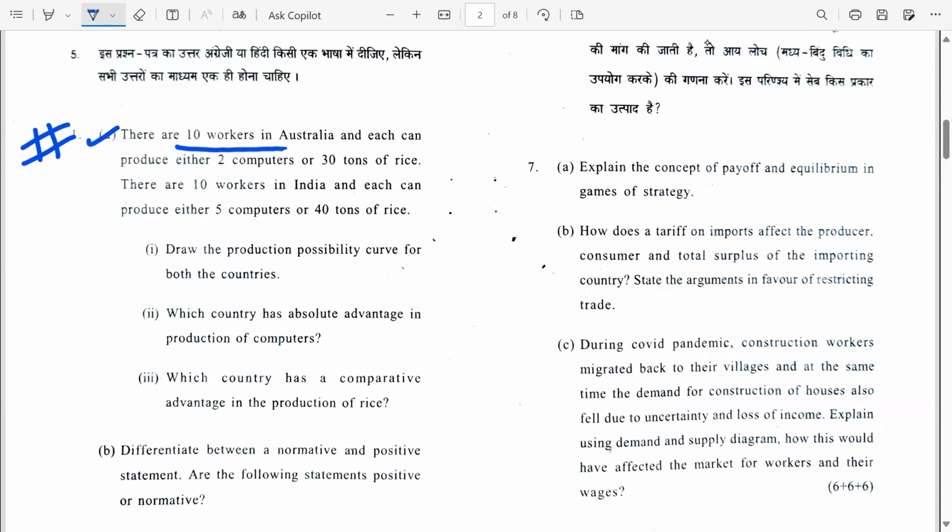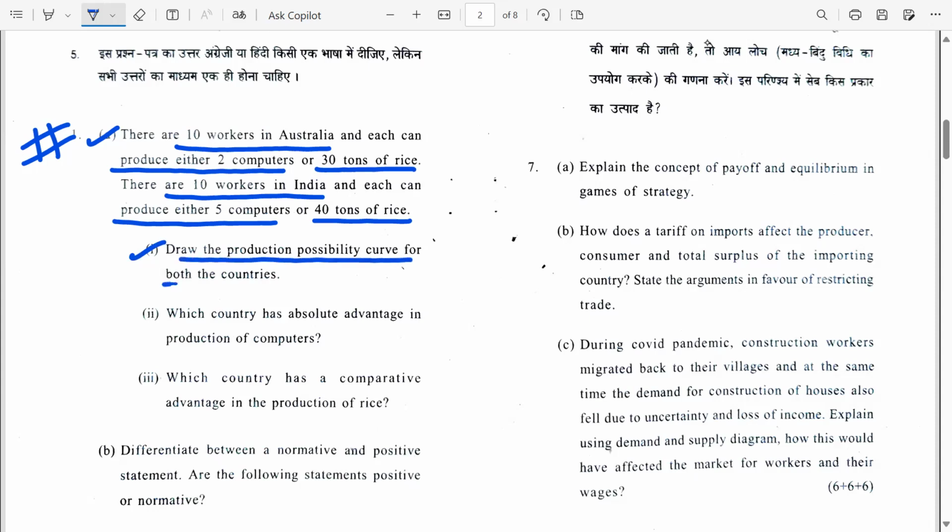There are 10 workers in Australia and each can produce either 2 computers or 30 tons of rice. There are 10 workers in India and each one can produce either 5 computers or 40 tons of rice. By reading this part itself, I can say that it is based on the concept of comparative advantage, gains from trade, and production possibility curve. So part 1 is asking us to draw the production possibility curve for both the countries. Let's come to the whiteboard to solve this.